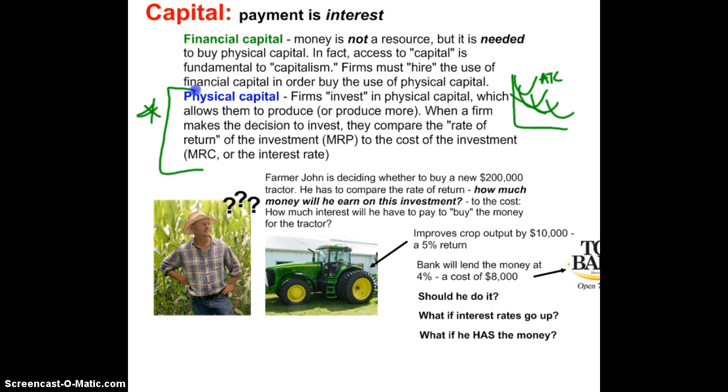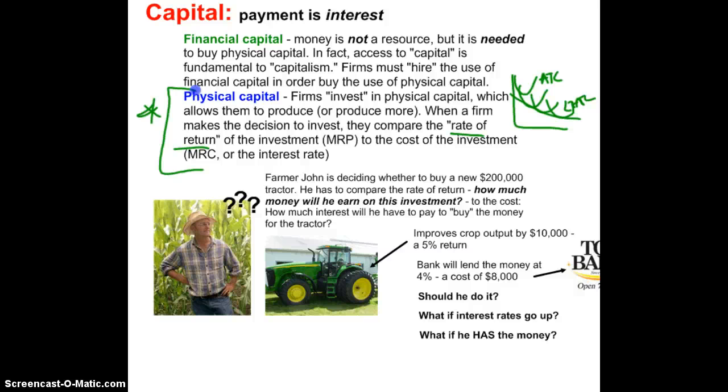But their long run ATC curve shows that with more capital, they can be more efficient, they can produce more output. So firms are investing in physical capital to allow them to produce more. When they decide to make the decision to invest, they have to compare the rate of return on the investment. In other words, how much will we profit by this investment? And they compare that to the cost of the investment.